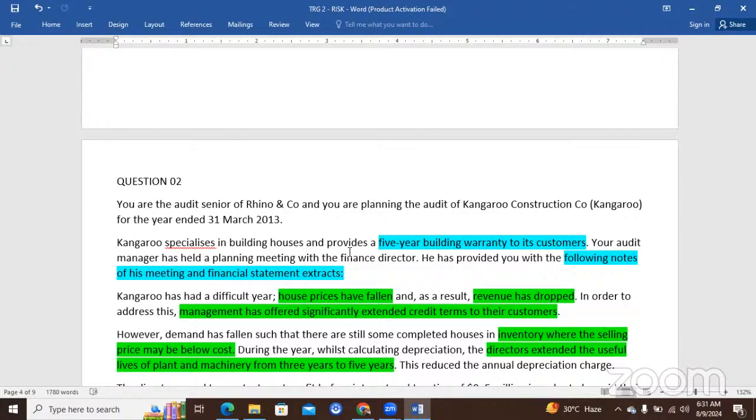And also from the scenario, they said management has offered significantly extended credit terms to their customers. Both are interconnected, right? When management is giving extended credit terms to their customers, credit risk will increase. At the same time, we find out from our ARP that receivable days are significantly increasing. Both are telling the same problem. When both are telling the same problem, it's our duty to take both together.